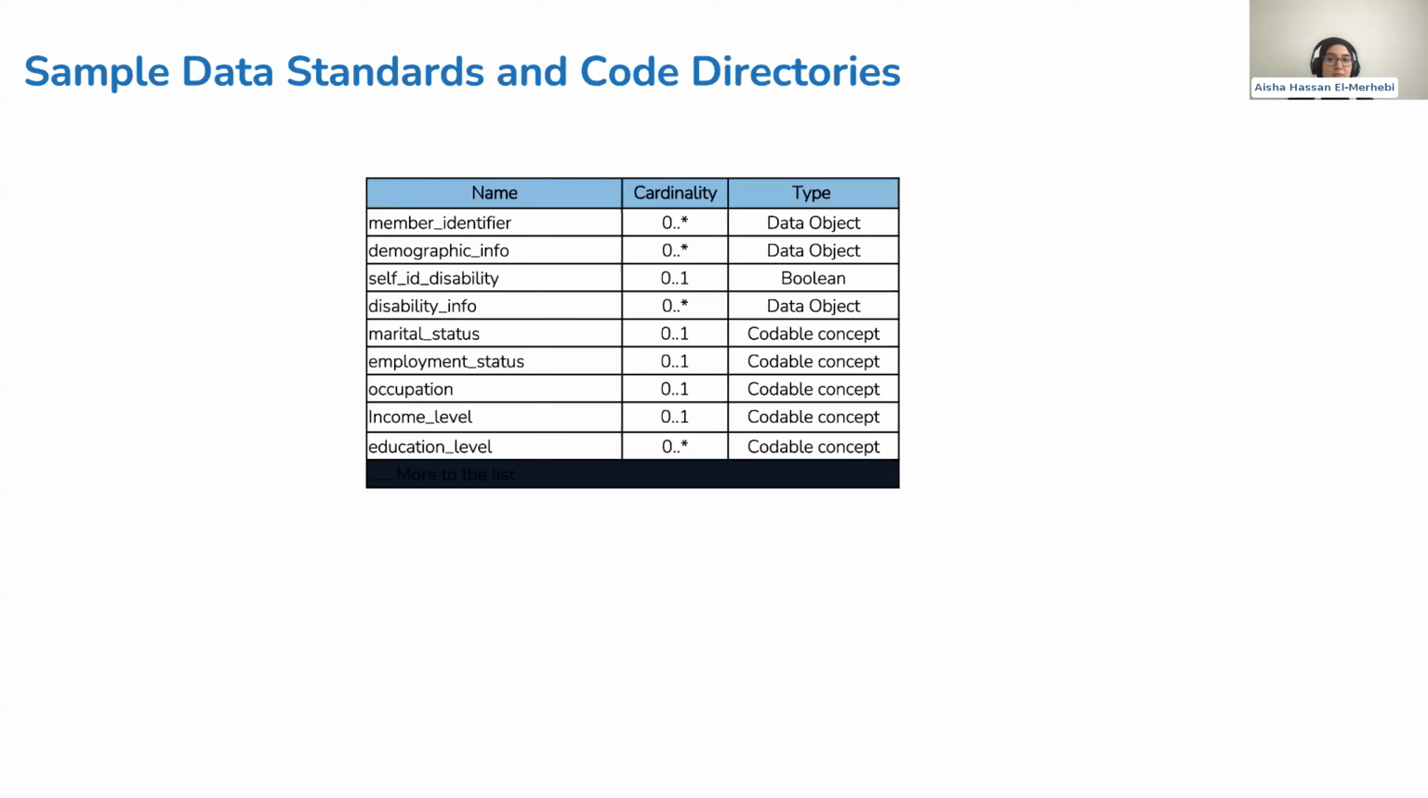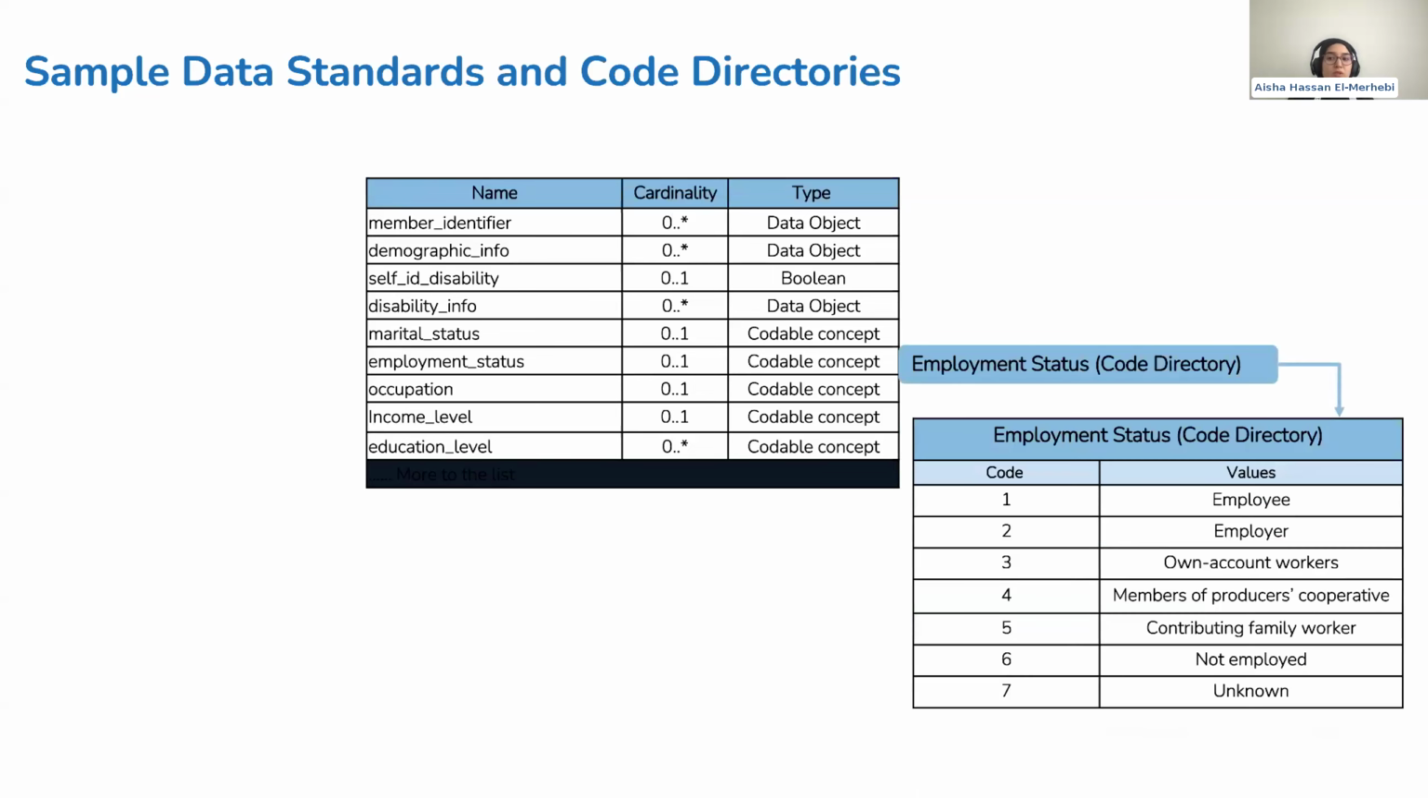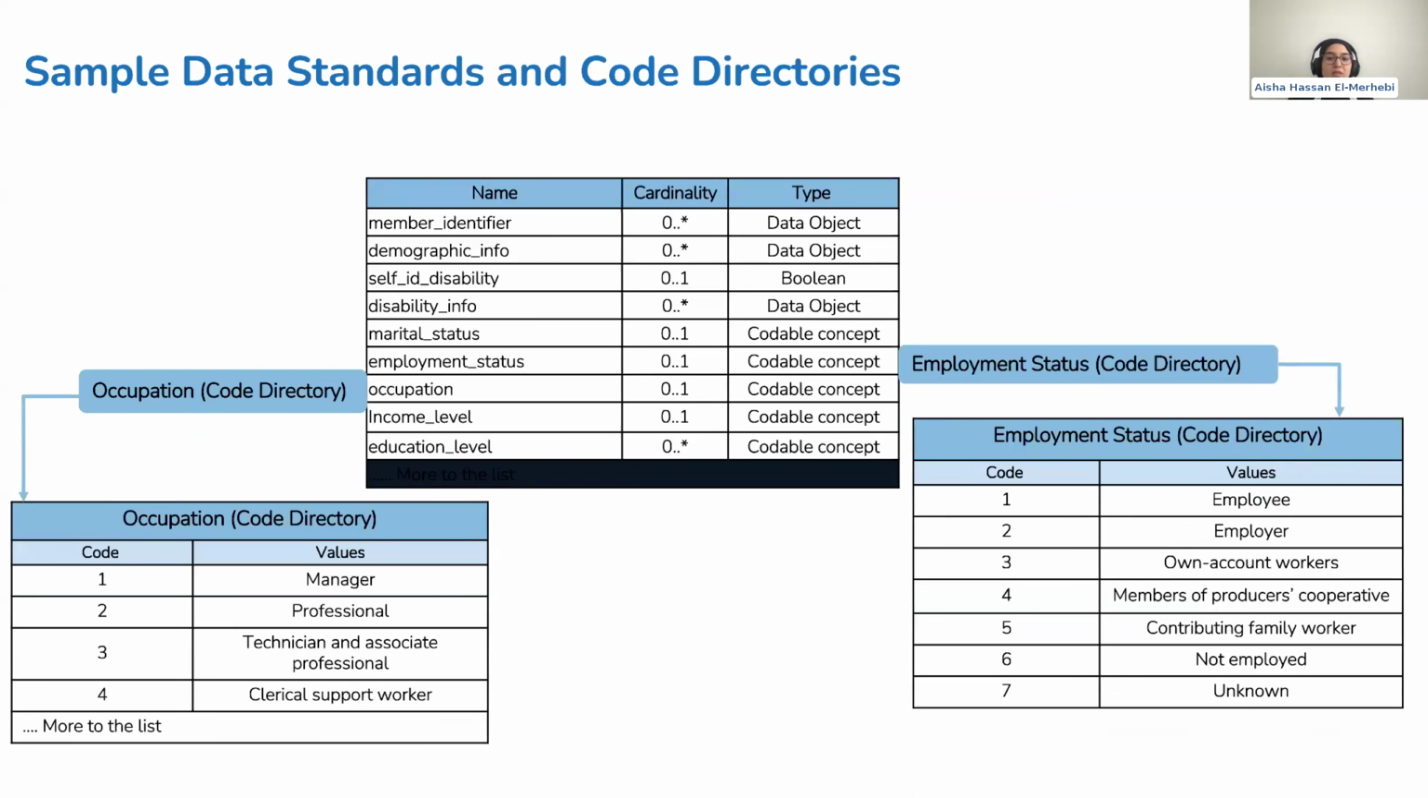Can you click through, please? So we use codable concepts for elements like marital status, employment status, occupation, and education level. These map to what DCI calls code directories, which are standard lists of codes and values that everyone can share and understand the meaning of. So you see here we have codes, we have values. This way, whenever the two systems share a code, they will understand the value of this code. Can you go next, please?